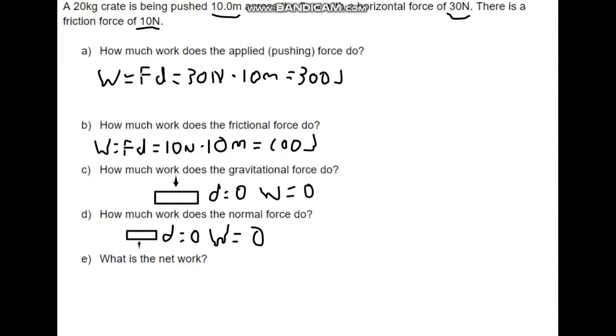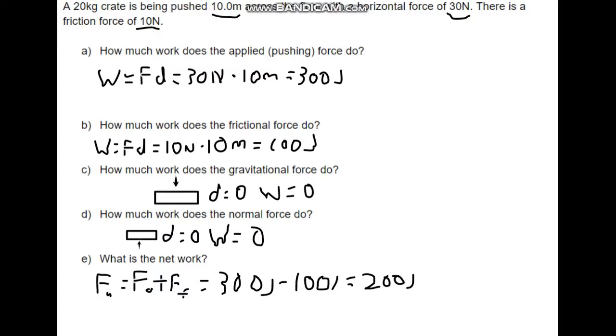Now what is the net work? Well, the net work would just be the work applied plus the work done by friction, and that would just be 300 joules minus 100 joules, because friction does negative work, and that would be equal to 200 joules.